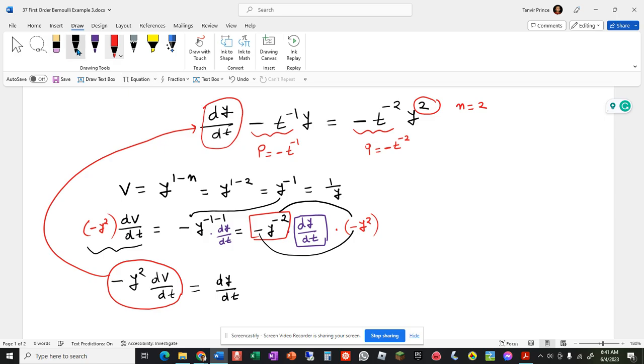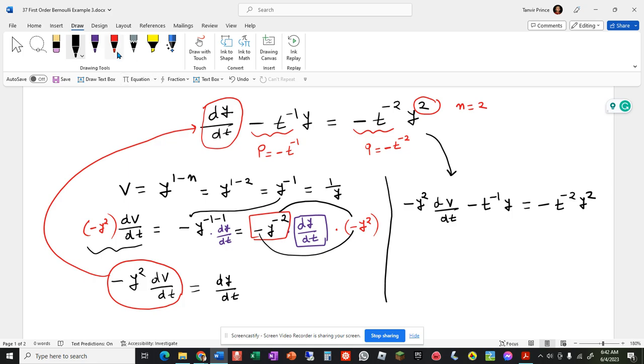So let's do this. And I will do it here. So let's do the substitution. In place of dy/dt, I write negative y squared dv/dt, and then copy everything else. Not going to change anything, just copy everything else. So here you can see I have three variables, v, y, and t. So we have to get rid of y.